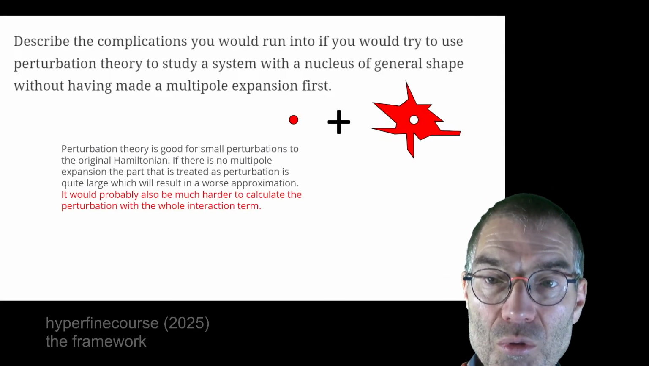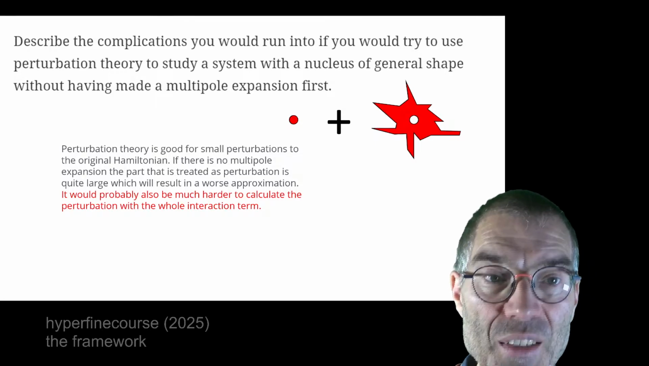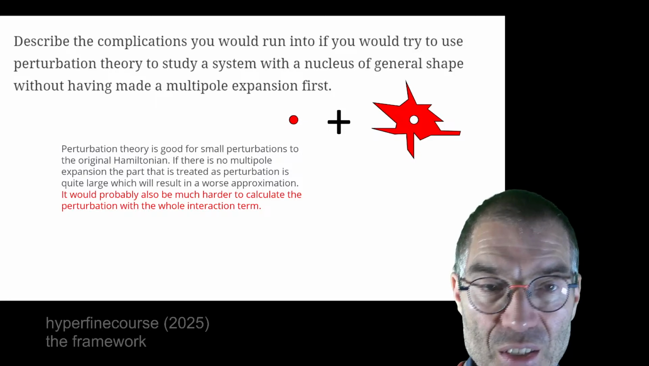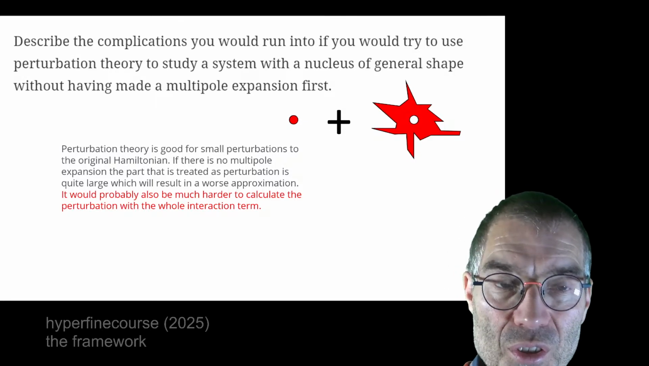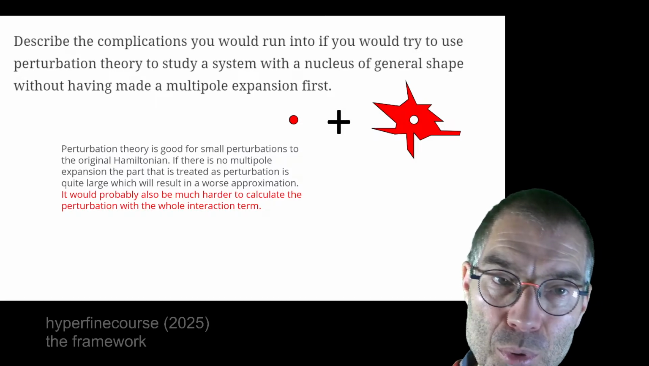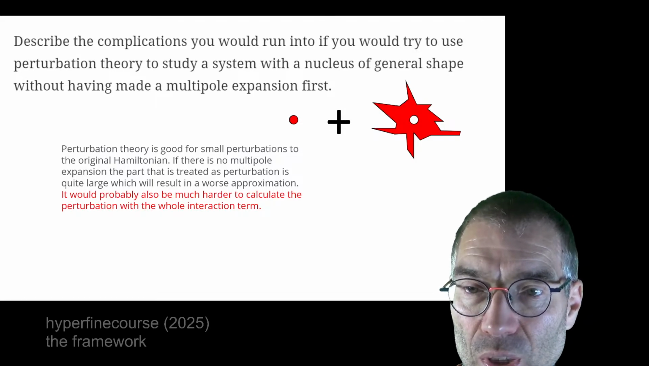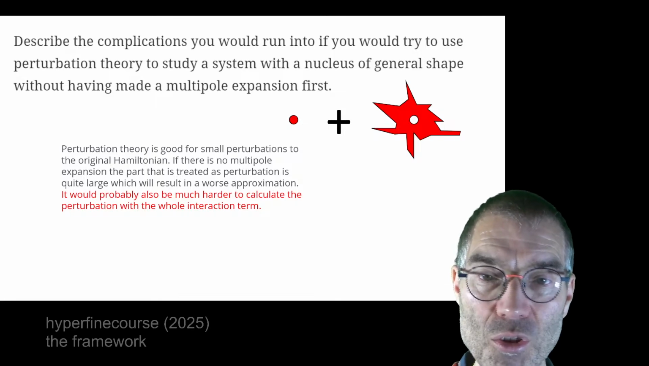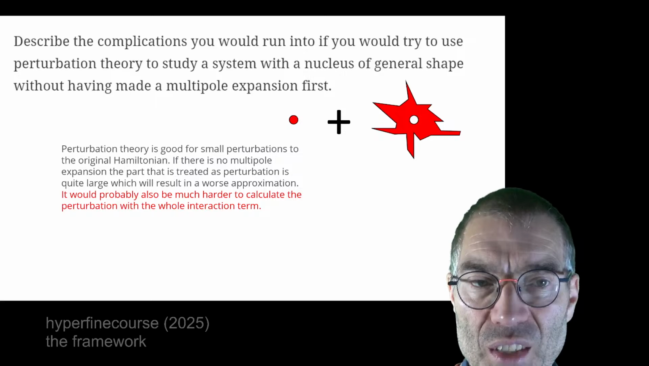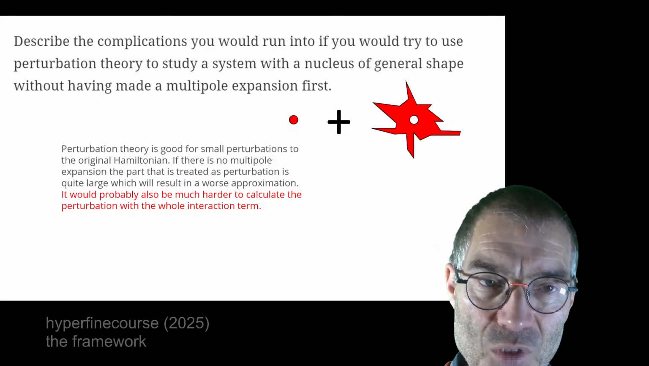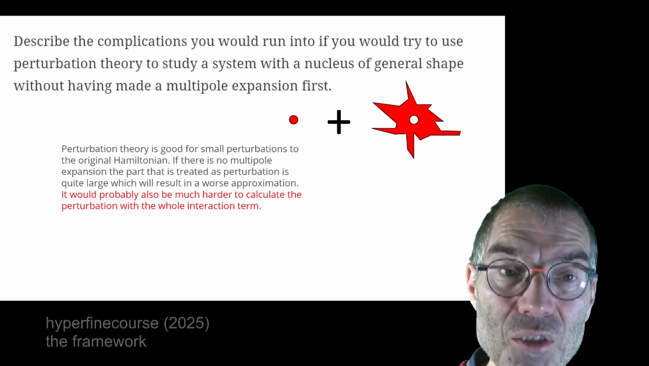So you know the point nucleus result. That is what you have studied in atomic physics so far. And now I want to have a nucleus with a complicated shape. So I add that complication in perturbation theory. Well, what is the complication you would run into? Your perturbation is very complicated. Your small effect that you add is very difficult to solve.